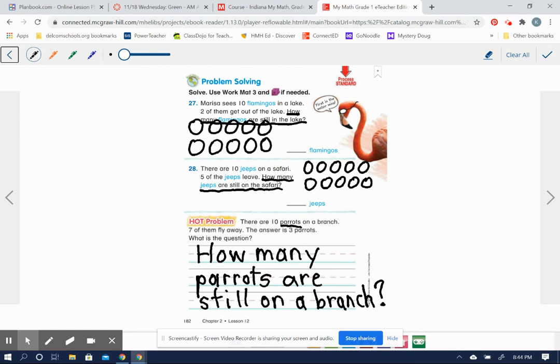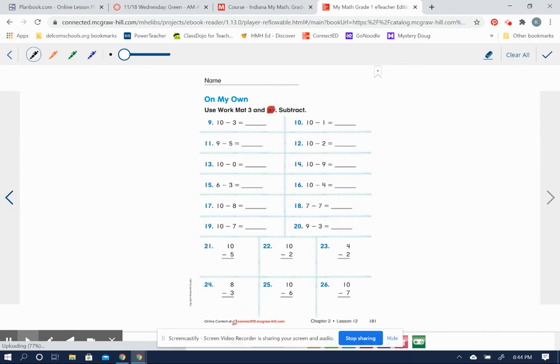All right. So, very good. Now I want you to go back to this page and I want you to do that on your own, and then you can put that paper in your bear book and return it to your teacher when we get back.